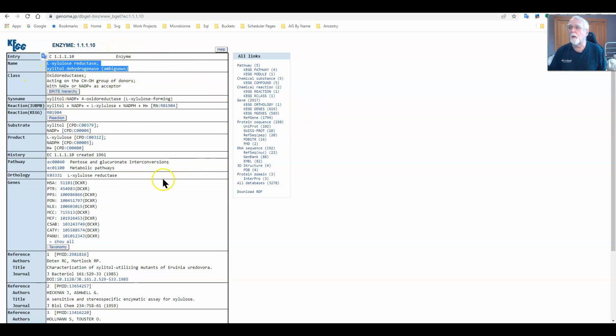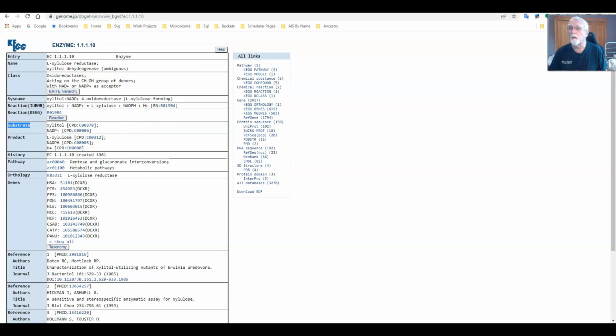Now, down below, we have substrate, which means things which are being consumed by this enzyme, and products, which are things being produced by this enzyme. And you notice we have a CPD number here. CPD stands for compound. And then we also have genes and a taxonomy down at the bottom. So first, let's take a look at this one.